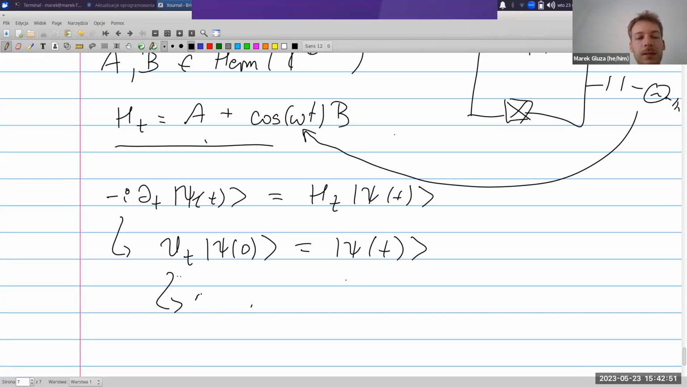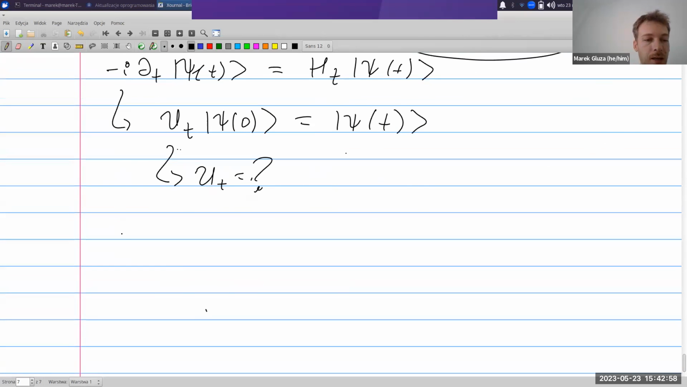So then you can ask U(t), what is that? Okay, and the answer will come from the Trotter-Suzuki decomposition. So now let's think how to do it in a smart way. So we will again have n going to infinity.